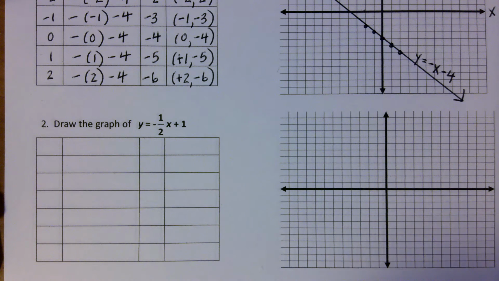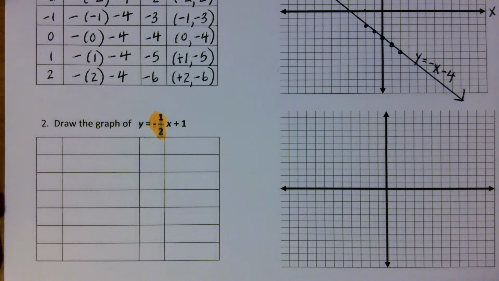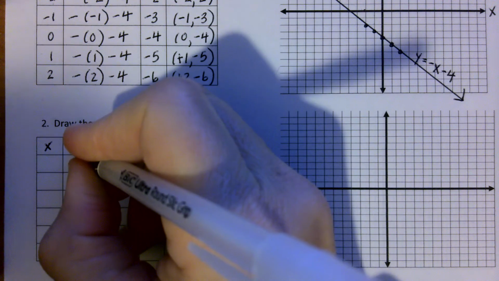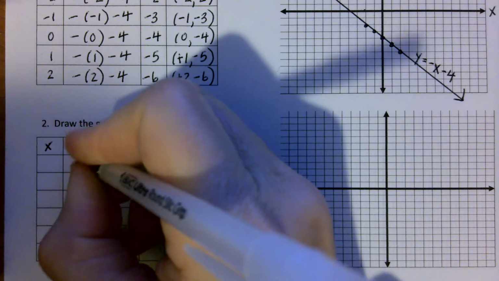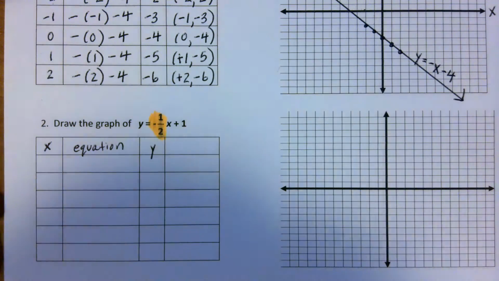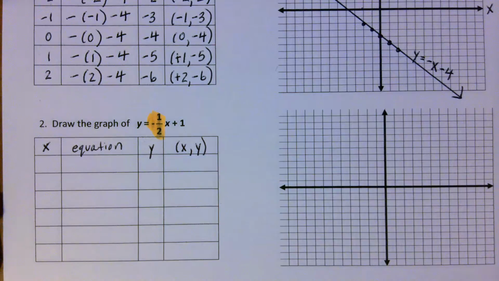Okay, so now let's take a look at this next one. Y equals -1/2 x plus 1. Well, I know my coefficient is a -1/2, and since that is a fraction, we're going to use multiples of the denominator. So this is my x column. This is where I'm going to write my equation. This is my y column, my outputs, and this is where I write my ordered pair xy.